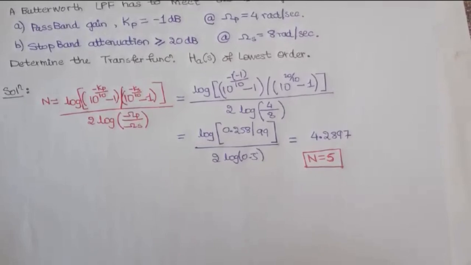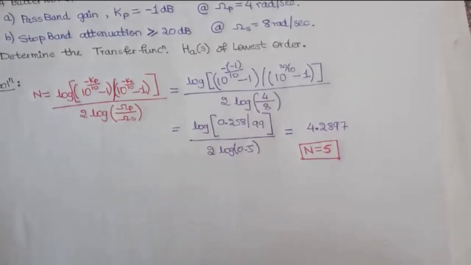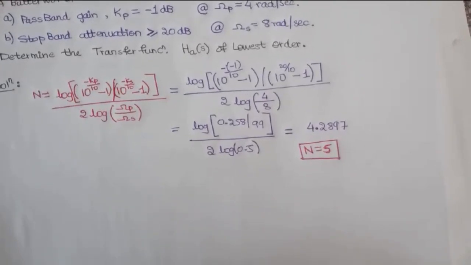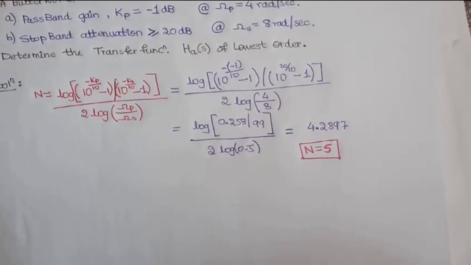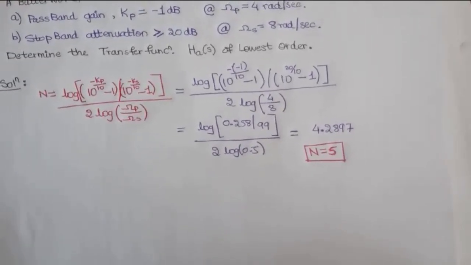Substituting the values of kp, ks, omega p and omega s, we got n is equal to 4.2897. Even if after the decimal it is 0.1 or 0.2, we have to take the next integer, hence n is equal to 5. This filter is of fifth order.